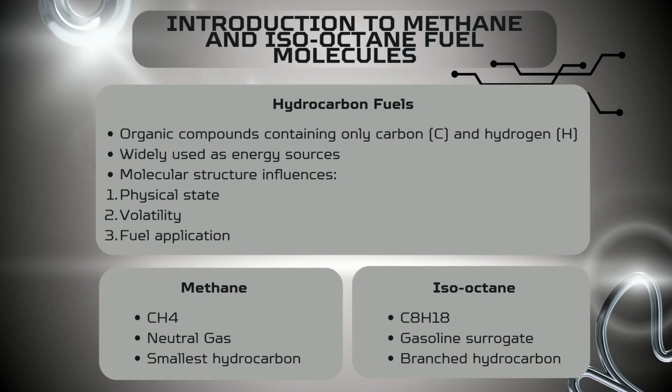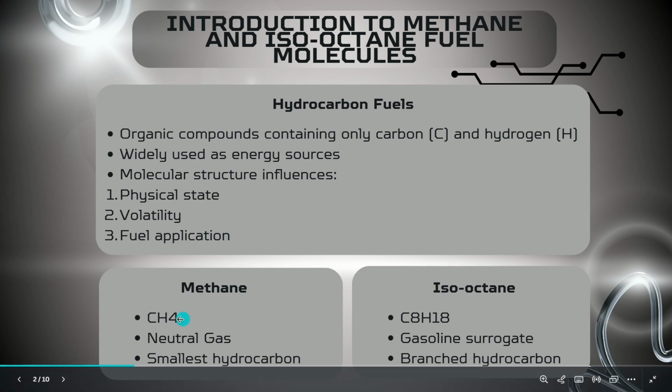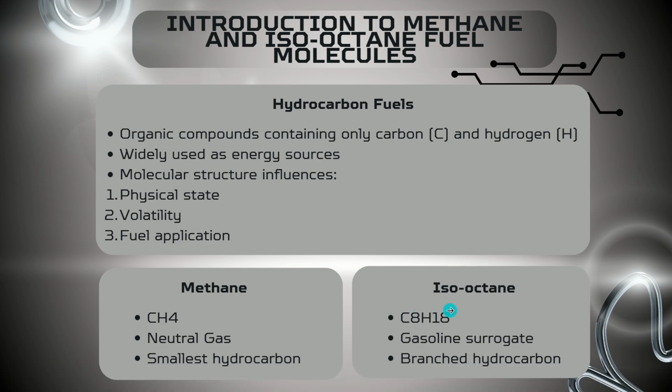To introduce both molecules, methane and iso-octane are both considered hydrocarbon fuels, which are organic compounds containing only carbon and hydrogen atoms. Both hydrocarbon fuels are widely used as energy sources, and the molecular structure of these molecules will influence their physical state, volatility, and fuel application. For methane, the formula is CH4, while iso-octane is C8H18.